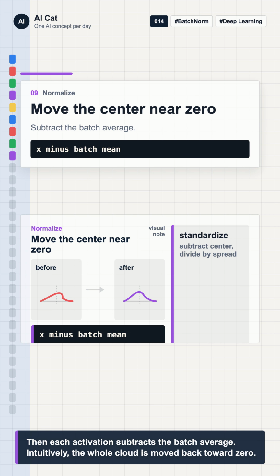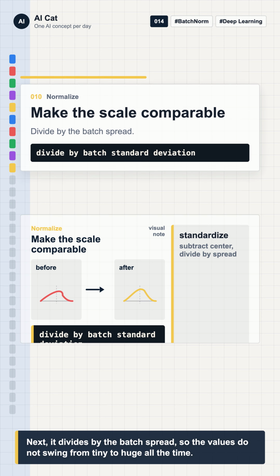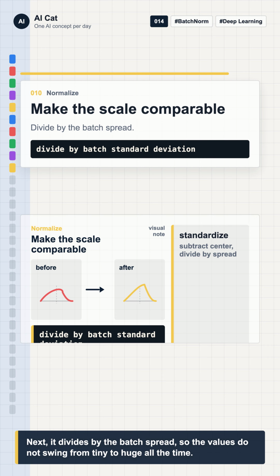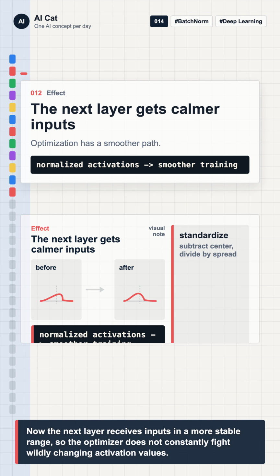Each activation subtracts the batch average, so the center is at 0. Intuitively, the whole cloud is moved back towards 0. Next, it divides by the batch spread, so the values do not swing from tiny to huge all the time. The formula on screen may look mathematical, but in words it is simple. Subtract the center, divide by the scale, and add a tiny safety value so division stays stable.